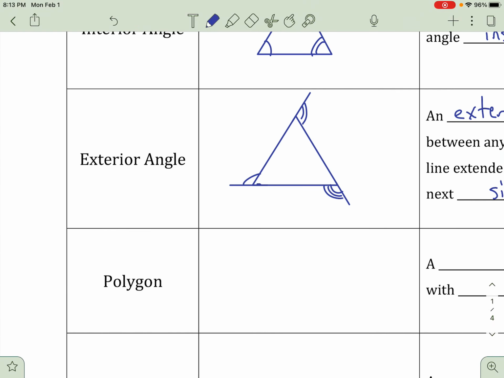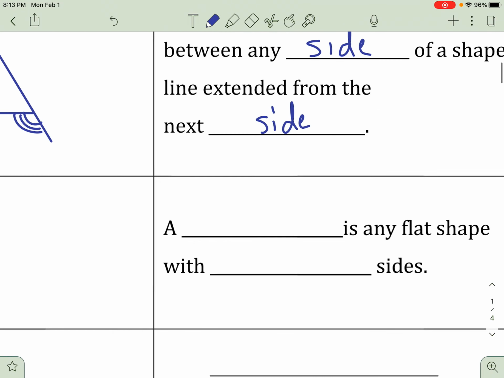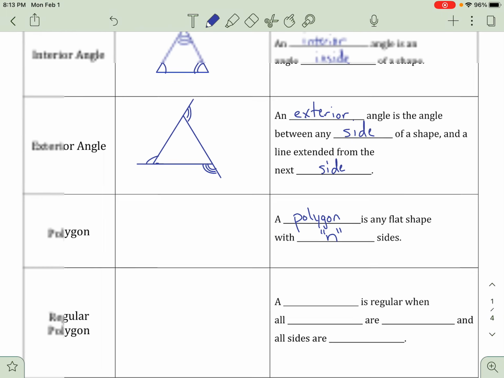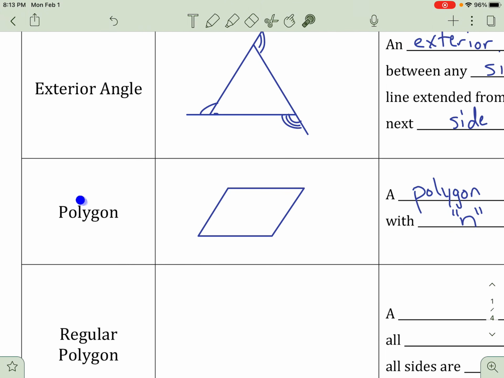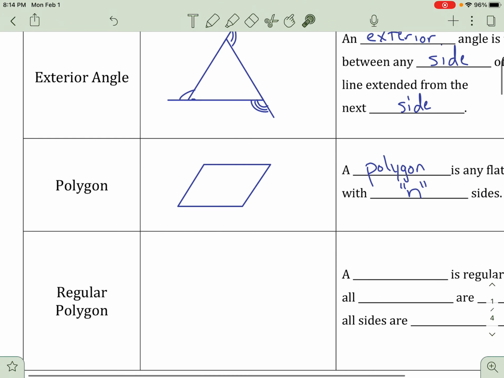Okay, a polygon then, next vocab word. A polygon is any flat shape with n number of sides. Okay, so it could be a rectangle, could be a parallelogram, could be any shape with n number of sides. Basically, the word poly means multiple, so this is a polygon because it's got multiple sides.